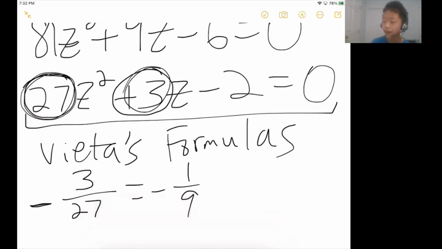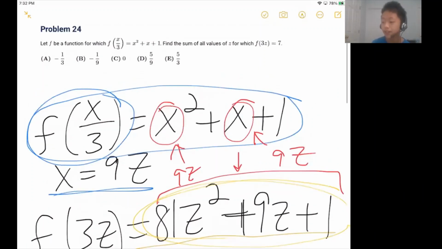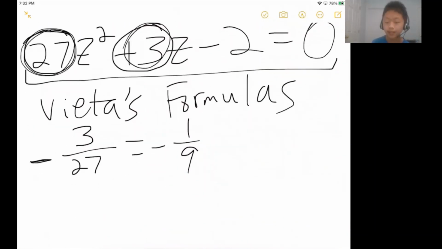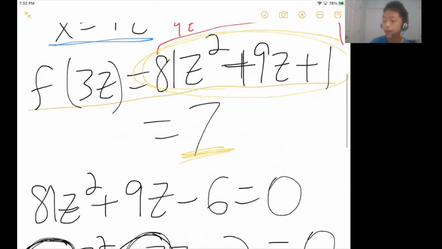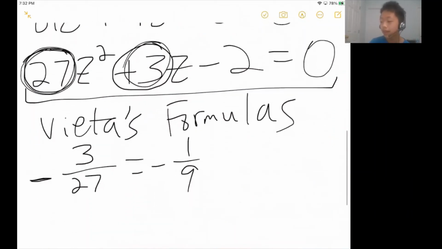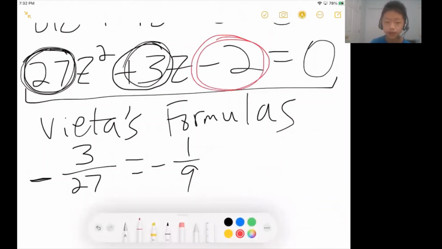If we look back at our answer choices, that would be choice B, which is the correct answer. And as a side note, it turns out Vieta's formulas also tell us that if the question instead wanted us to find the product of all values of z, the answer would be the constant term, negative 2, divided by the z squared coefficient, 27.